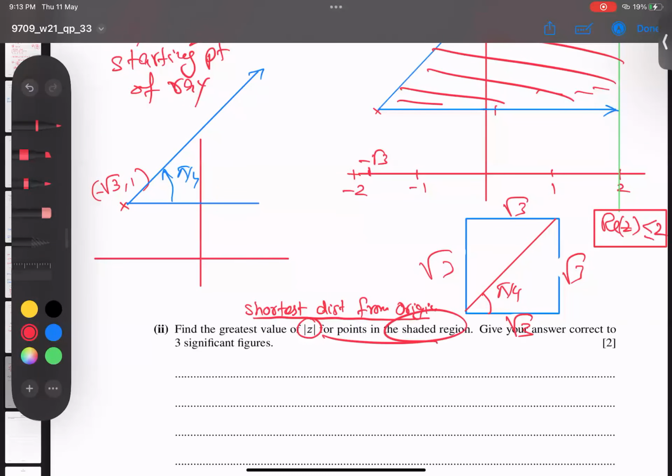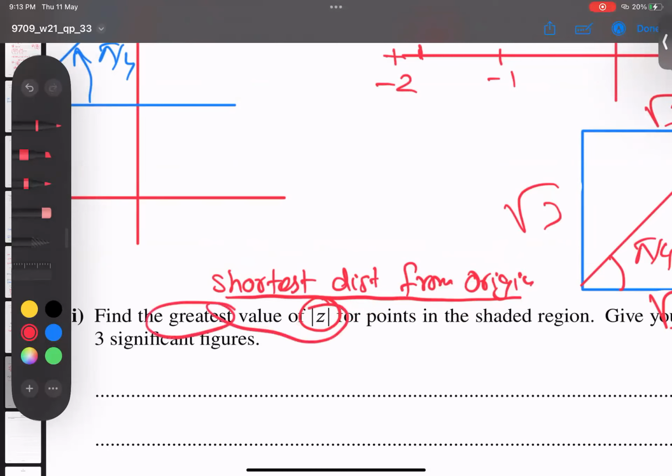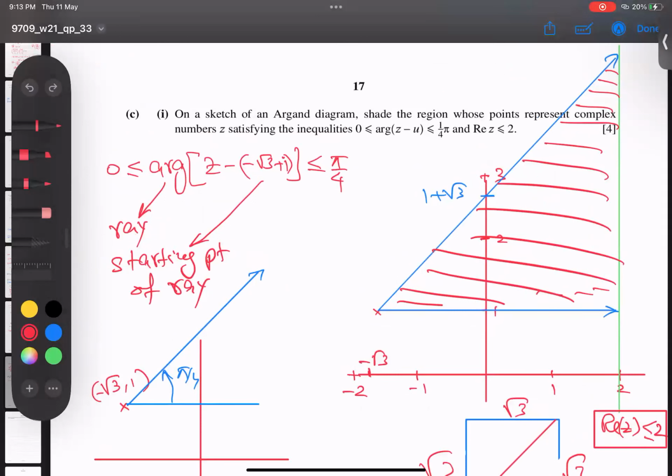But of the shaded part, which point is at the greatest distance from the origin? We know the definition is what? I repeat my words. Modulus is called the shortest distance, but he's saying give me the point which is the maximum away. Which point in the region is maximum away? So naturally, is this point maximum away? No, wrong. It's close. Is this point? No. What about this point? No. What about this point? No. What about this point? Yes. So this point is the maximum away from the origin.